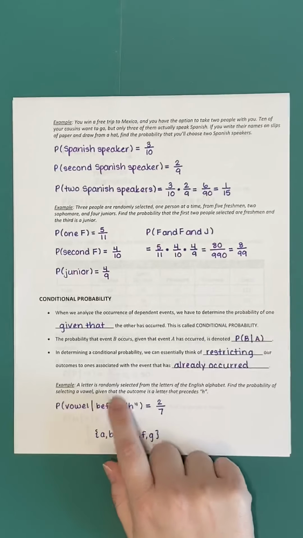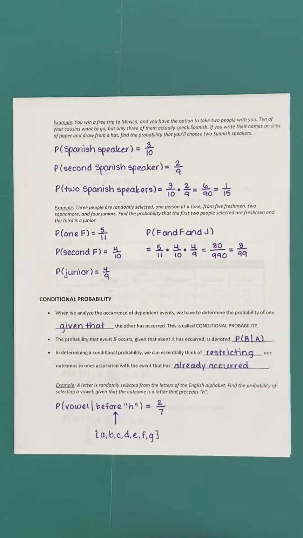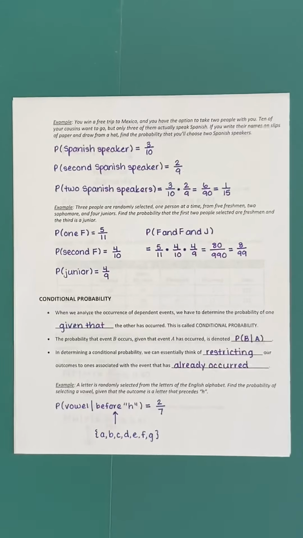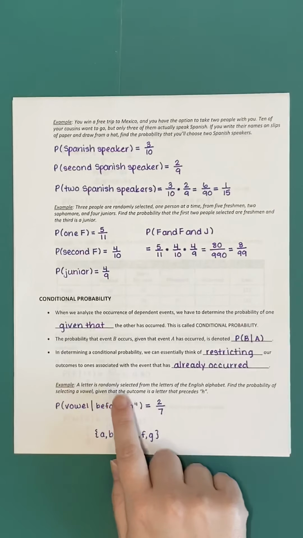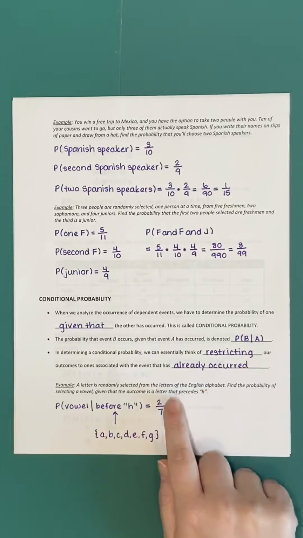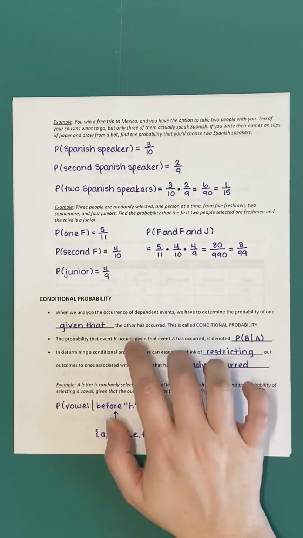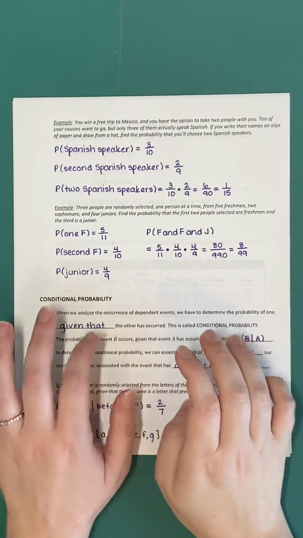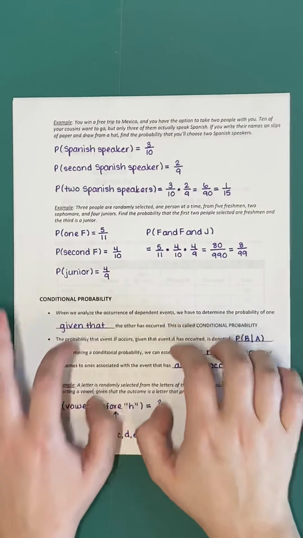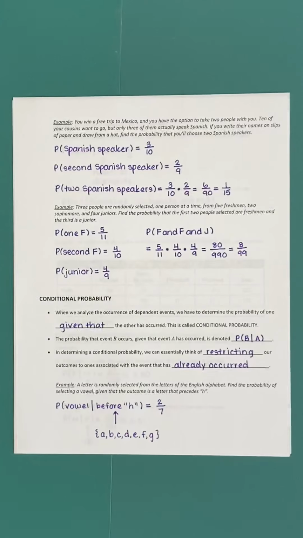Think of this given event as being the one that's already occurred. That event has already taken place. In other words, rather than looking at the sample space representative of the entire alphabet, we're only looking at the sample space representative of letters that precede H. So what would that be? That would be A, B, C, D, E, F, G. So 7 in total. We have 7 letters that precede H in the alphabet.